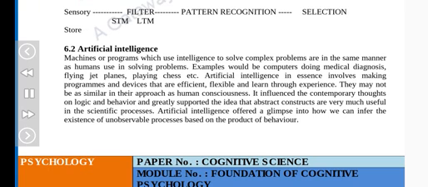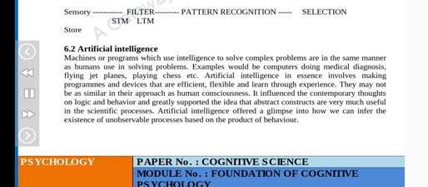6.2 Artificial intelligence. Machines are programs which use intelligence to solve complex problems in the same manner as humans do. Examples would be computers doing medical diagnosis, flying jet planes, playing chess, etc. Artificial intelligence in essence involves making programs and devices that are efficient, flexible, and learn through experience. They may not be similar in their approach to human consciousness.